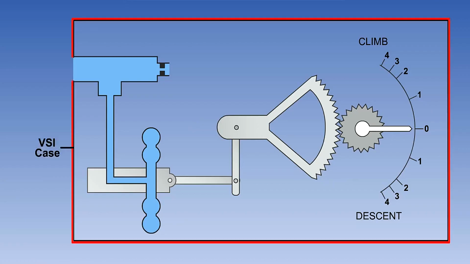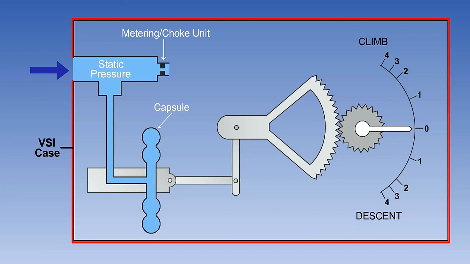The VSI may be thought of as an airtight instrument case with a pressure sensing capsule and a metering unit inside. Both the pressure sensing capsule and the metering unit are fed with static air. Inside the metering unit is a restrictive choke, and the purpose of the choke is to slow down the rate at which static pressure can change within the airtight instrument case. In level flight, the static air pressures on each side of the choke will be equal.